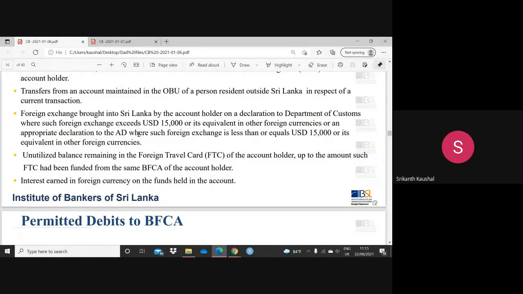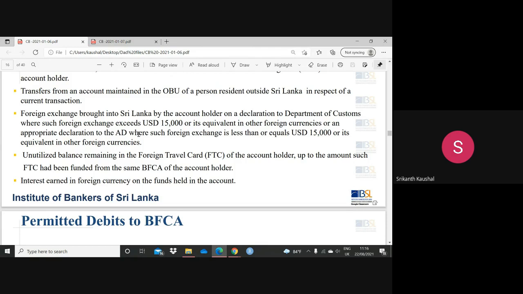That's a bank. You have to give the declaration to the bank. That is, the account holder has to give. Let's say I'm coming from the Middle East. I have $10,000. I need not declare to customs because the threshold is $15,000 and above. I'm bringing only $10,000. Even if I go there, they might say it's not required. Only above $15,000 you have to declare.